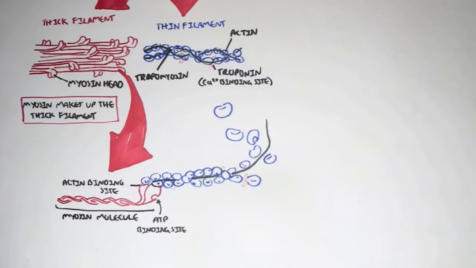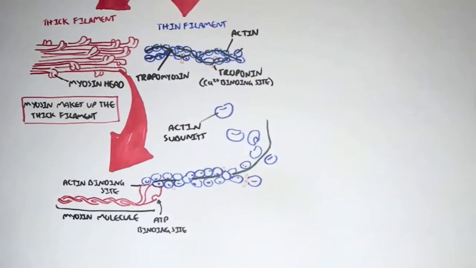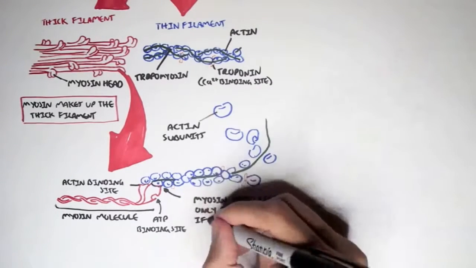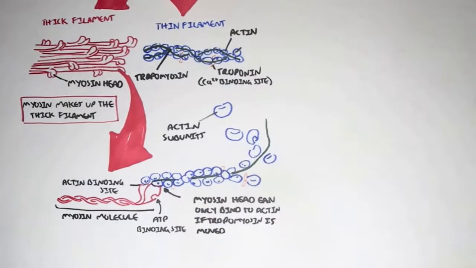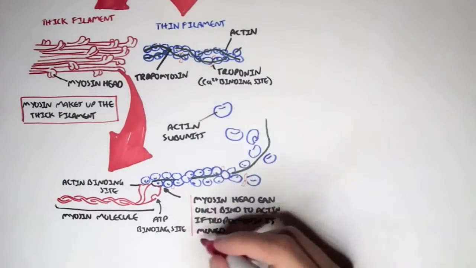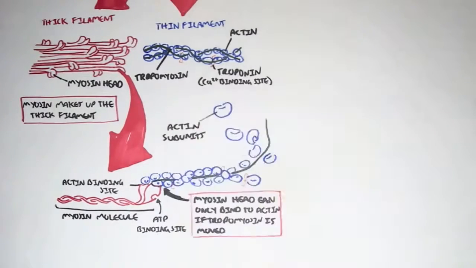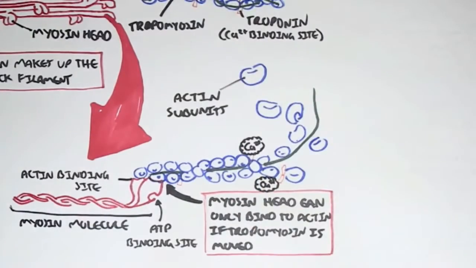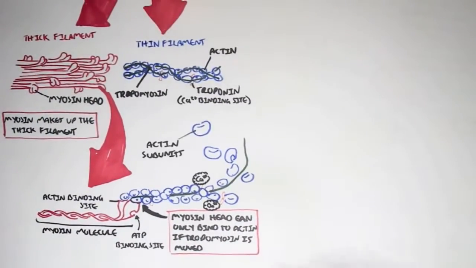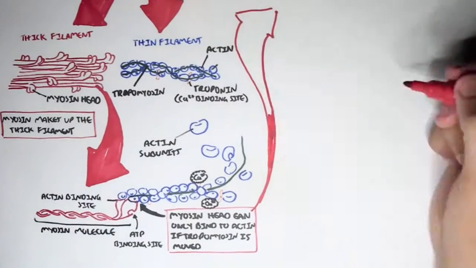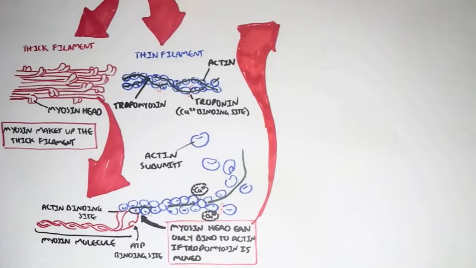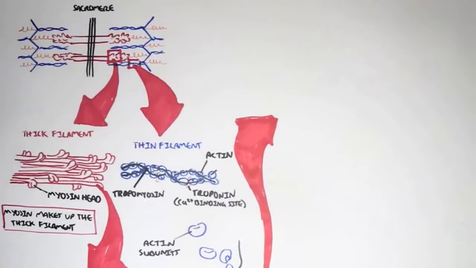But an important note to make from this structure is that myosin heads can only bind to actin subunits if tropomyosin is moved. And as you can see, the tropomyosin has moved here. And it's moved because calcium binds onto this orange structure, the troponin. And so let's look at this in more detail. So myosin heads can only bind to actin if tropomyosin is moved.